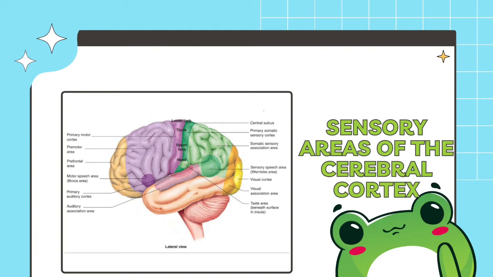The primary somatic sensory cortex, or general sensory area, is located in the parietal lobe, posterior to the central sulcus. Sensory fibers carrying general sensory inputs such as pain, pressure, and temperature synapse in the thalamus, and thalamic neurons relay the information to the primary somatic sensory cortex. Sensory fibers from specific parts of the body project to specific regions of the primary somatic sensory cortex, so that a topographic map of the body exists in the cerebral cortex, with the head most inferior.